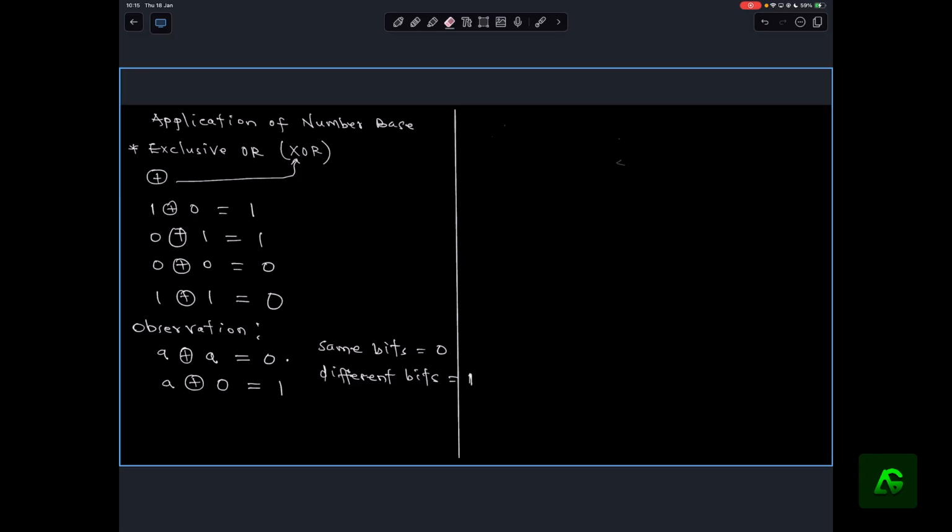I believe that is clear, right? Now, is it clear? Any question? So let us look at bitwise operator.